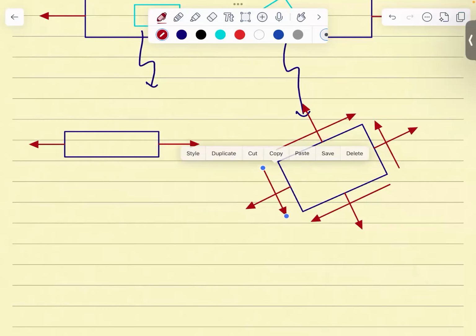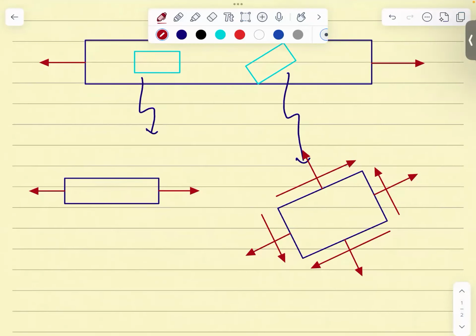Are you thinking how it is possible? Yes. Draw the state of stress. Can I go ahead? Yes.